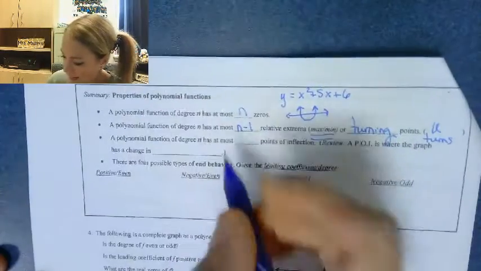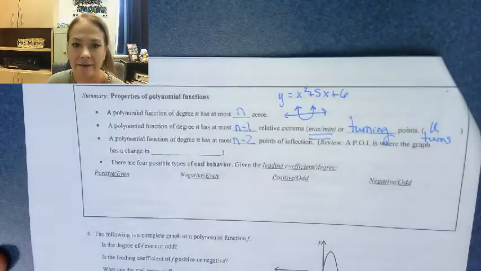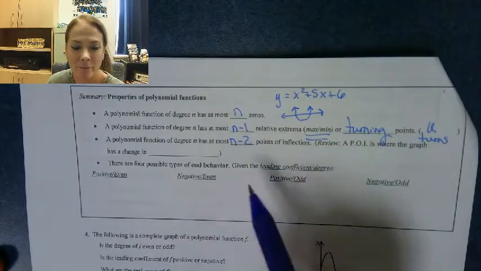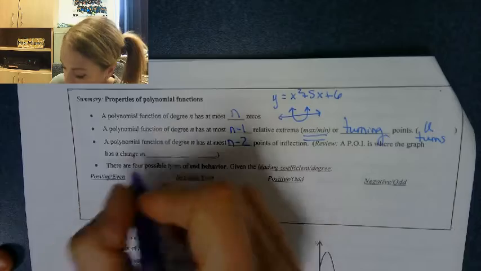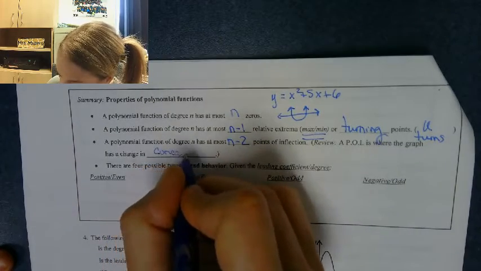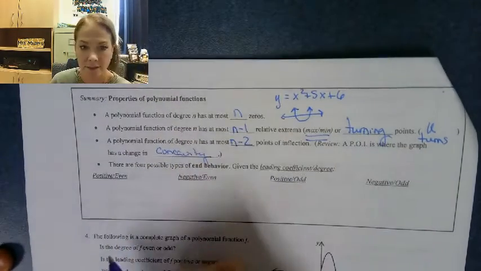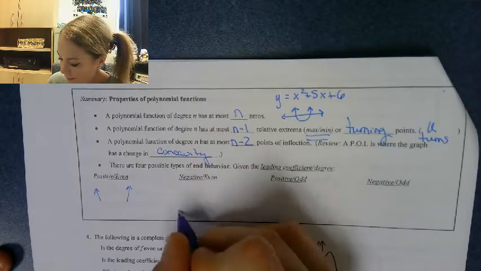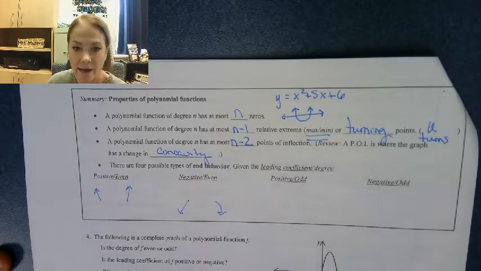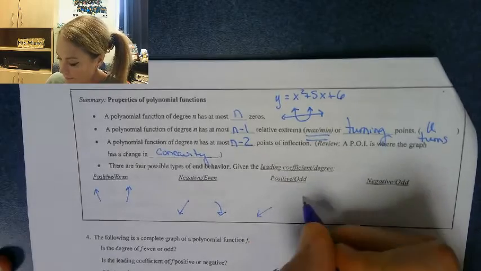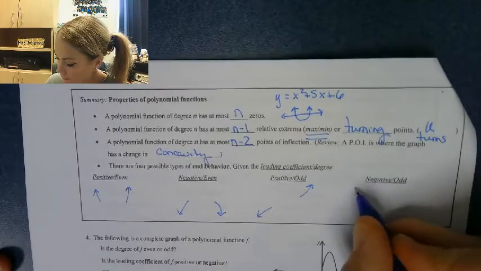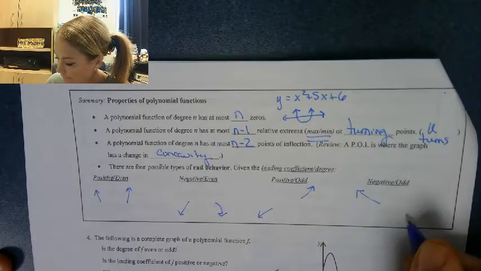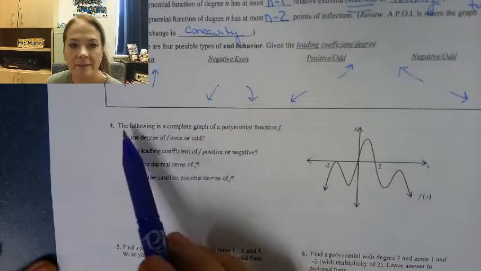That's max or mins. That is turning points or U-turns. Okay? And then changes in concavity is 1 less than the turning points, which is 2 less than the degree, so that's n minus 2. That's where we have a change in concavity. Okay, so this is a chart just to look at. Again, positive evens, long-term go up, up. Negative evens go long-term down, down. Positive odds go down to the left, up to the right, and negative odds go up to the left and down to the right.